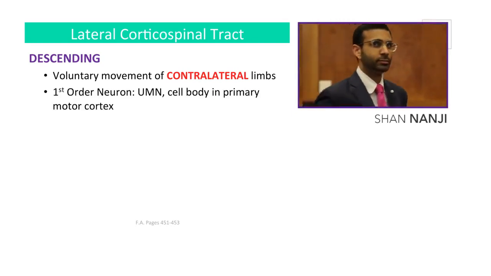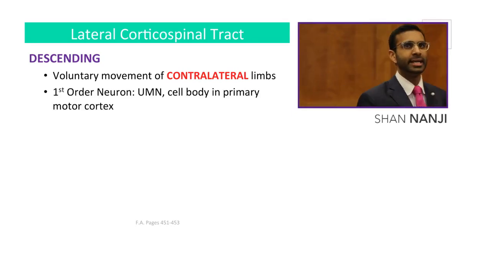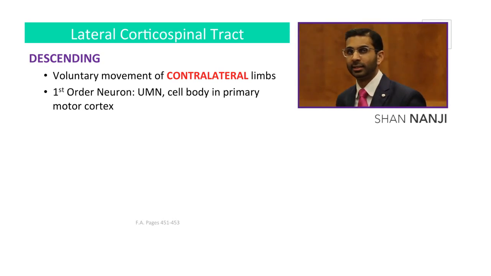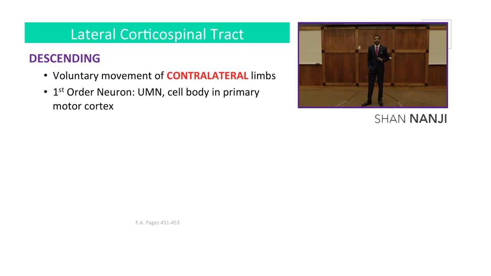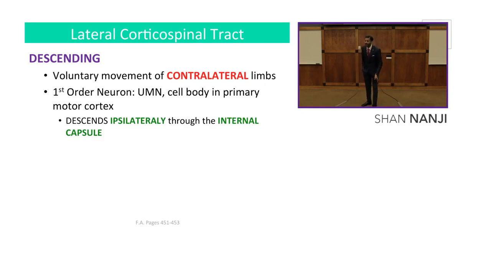Your first order neuron, the upper motor neuron, has its cell body in the primary motor cortex. That's in the frontal lobe. We talked about that in the brain anatomy lecture. It descends, the descending tract. So the information is starting at your primary motor cortex for this voluntary movement of your opposite limbs and is descending on the same side, or ipsilaterally, through the internal capsule.